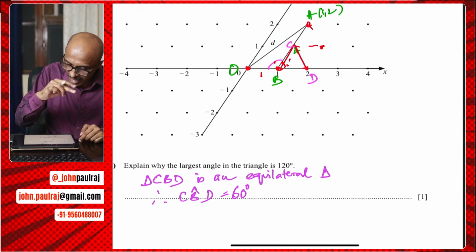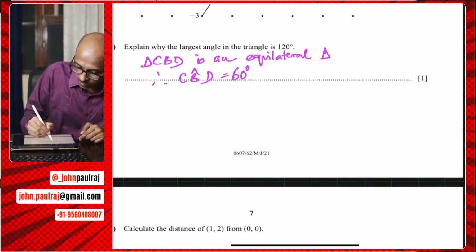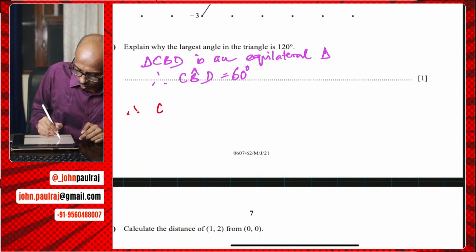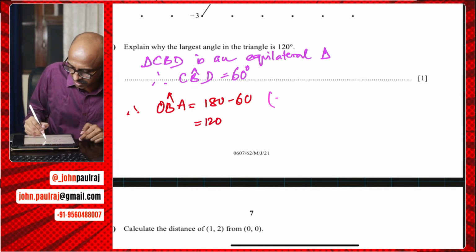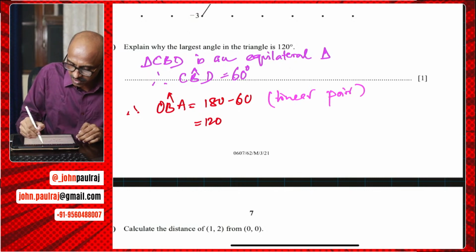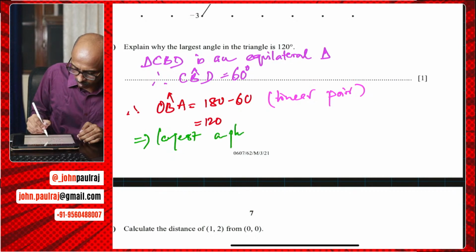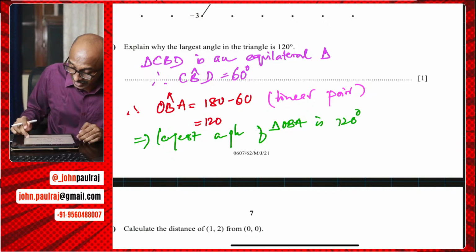Therefore, the largest angle, which is OBA, for the triangle under consideration, must be 180 minus that 60, which is 120 degrees. And as the reason, you can say that it's a linear pair. Some people use the words angles in a straight line, so you can use either. That is the largest angle. So the largest angle of triangle OBA is 120 degrees. And yes, it's just one mark.